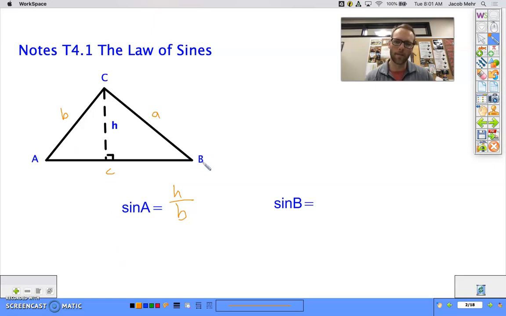Now, how about the sine of angle B? Well, now we're looking at the right triangle on the right side. Opposite over hypotenuse, the sine of B equals h over a.